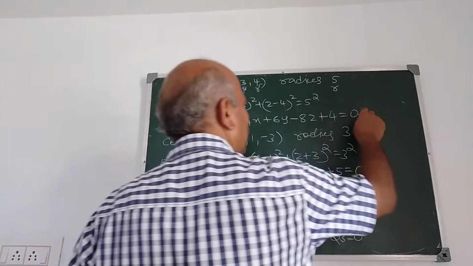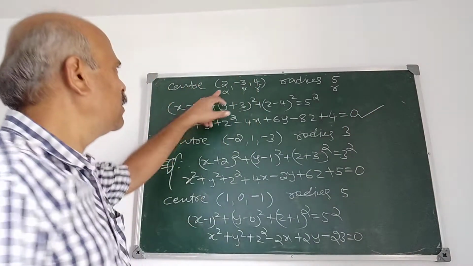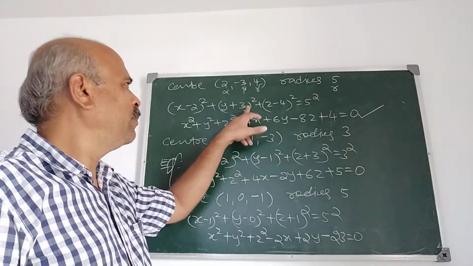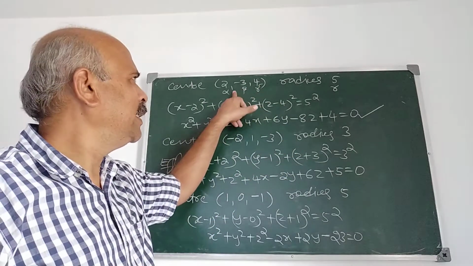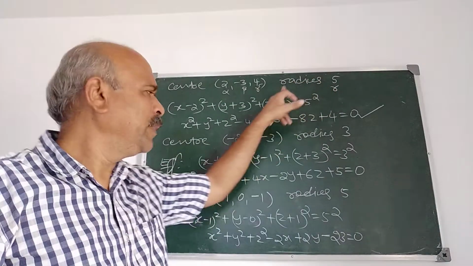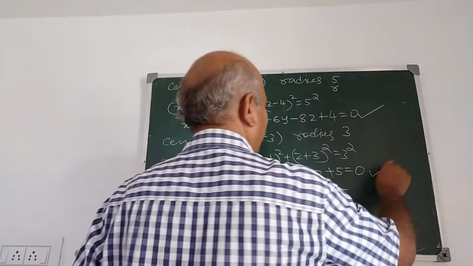So we have taken the central form here. When the center and radius are given, how to write the equation of the sphere? First formula it is. Center and radius are given, how to write the equation of the sphere?